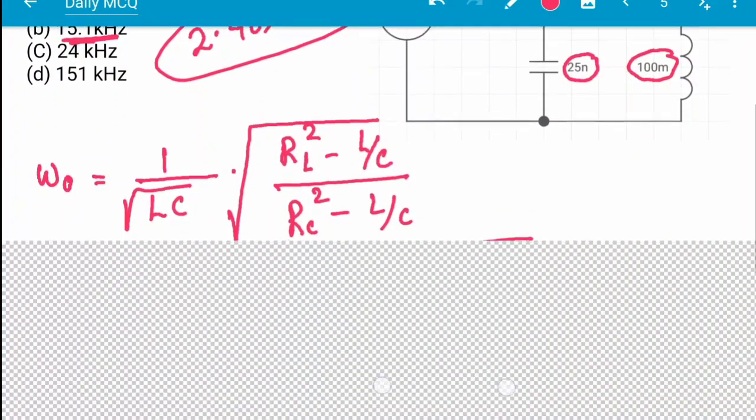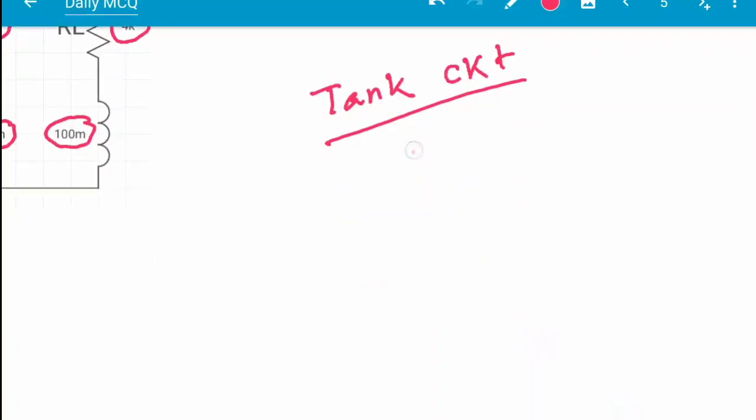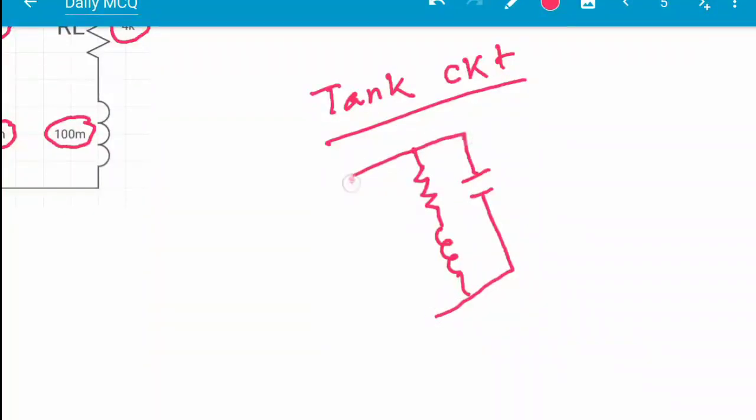So why is this question important? Because in any exam in a year you can find this question or another circuit, that is the tank circuit. What is a tank circuit? Tank circuit is like this: RL and C are in parallel, and the question will be asked for the resonant frequency or some related things.